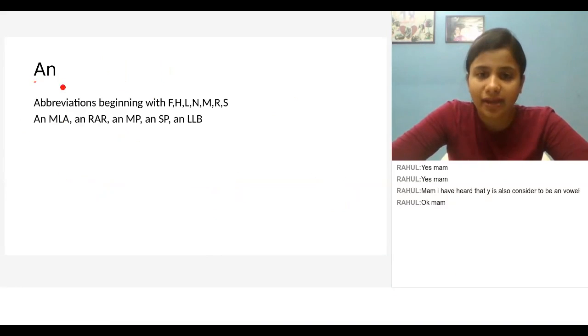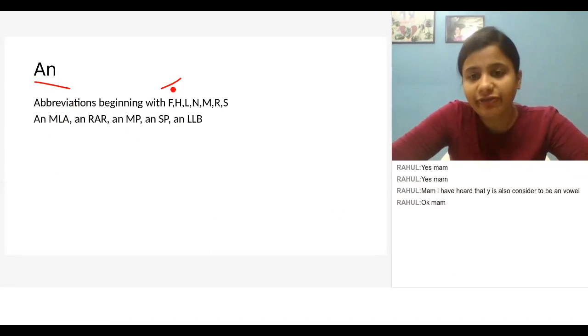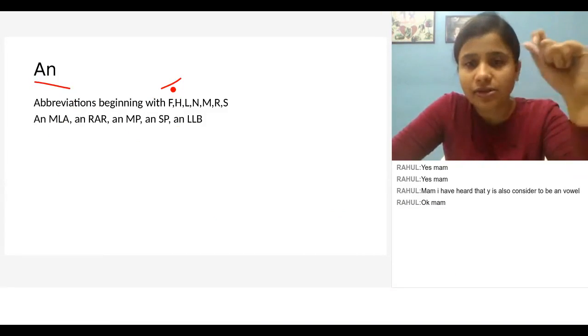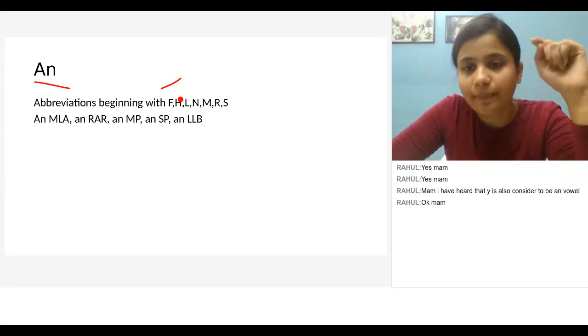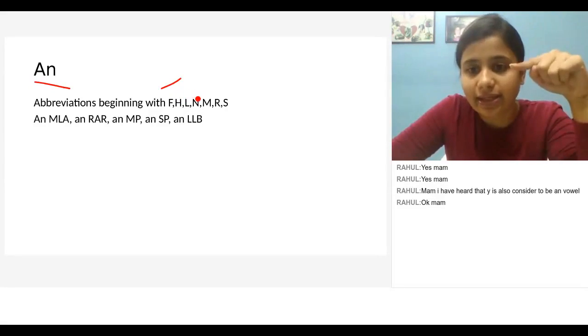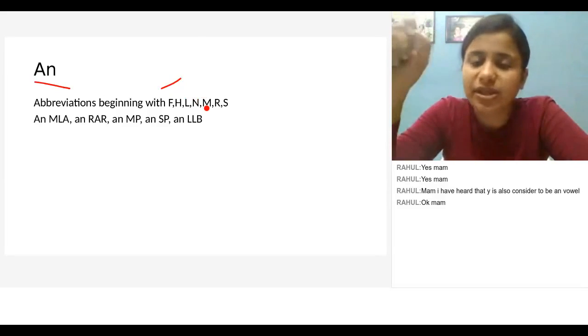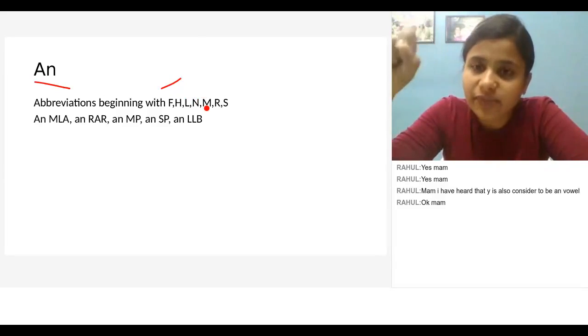Now when to use an? Whenever we have abbreviations, short forms that start with F. When I say F, the sound that I make is "ef", which starts with an "e" sound, so it's a vowel sound. When I say H, it's "aitch", again a vowel sound. Then L, N, M. They again start with this sound "e". That is why you have a vowel.